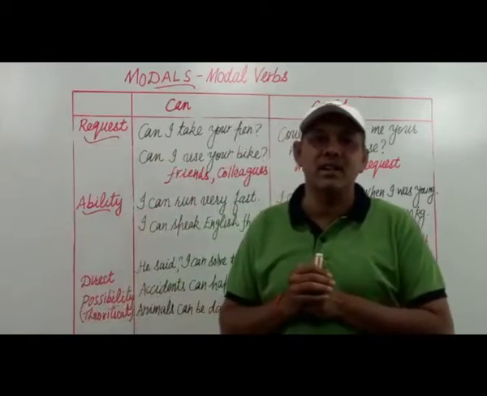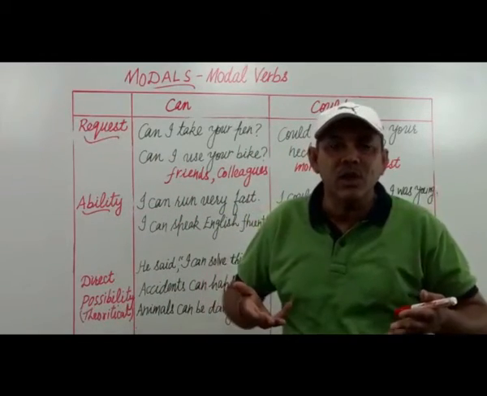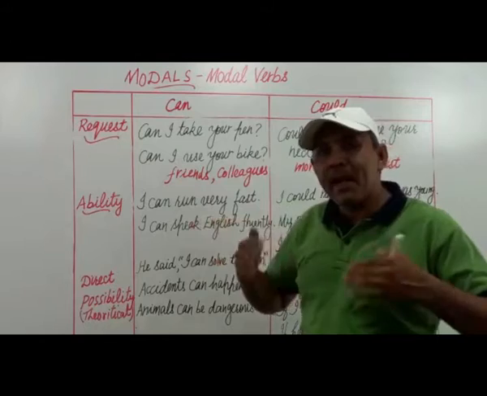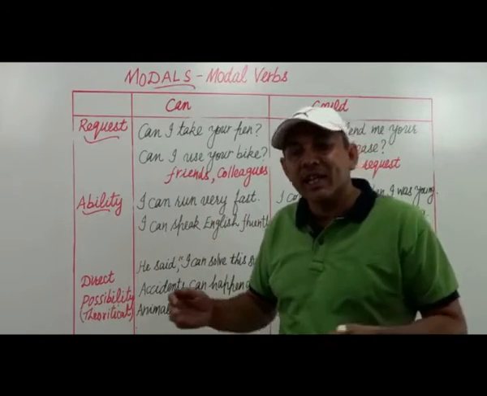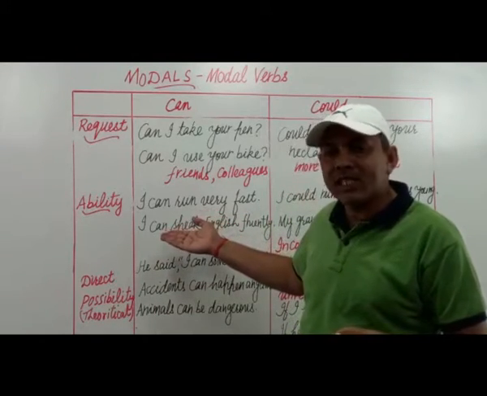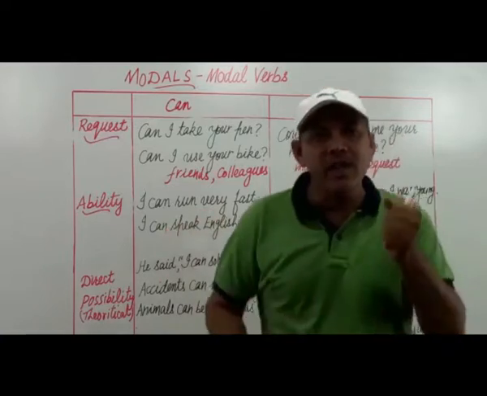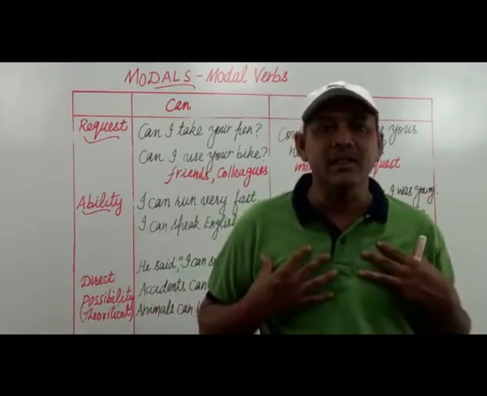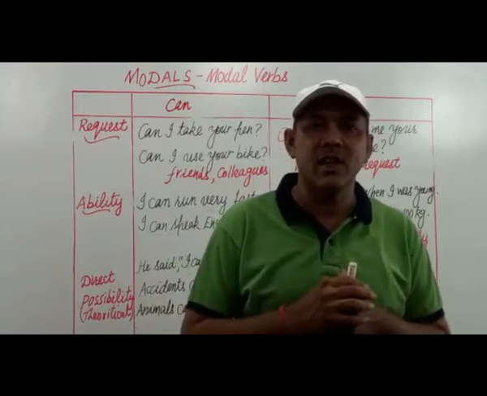Next is ability. Can is used to express the ability of someone. What can I do? What am I able to do? It expresses ability. For example, I can run very fast. This is my ability, that I can run very fast.